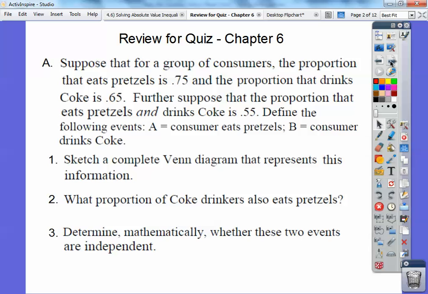So number one, you're going to sketch a complete Venn diagram that represents this. And number two, what's the proportion of Coke drinkers who also eat pretzels? And then three, determine mathematically whether these two events are independent.